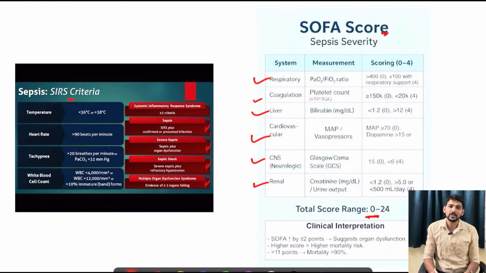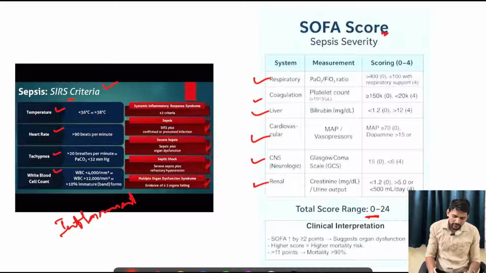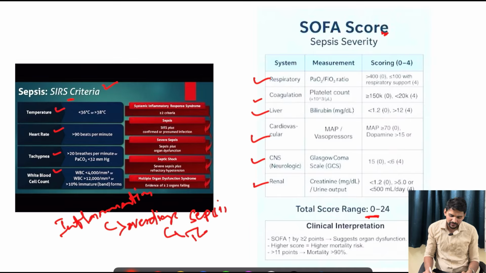Why SIRS, systemic inflammatory response syndrome criteria, is not utilized is because with this there was overdiagnosis of sepsis. Whatever the parameters were there, these will be there even in non-septic individuals, like suppose the individual is in an inflammatory state. So there will be overdiagnosis of sepsis and we will end up giving excessive therapy which is not actually required.